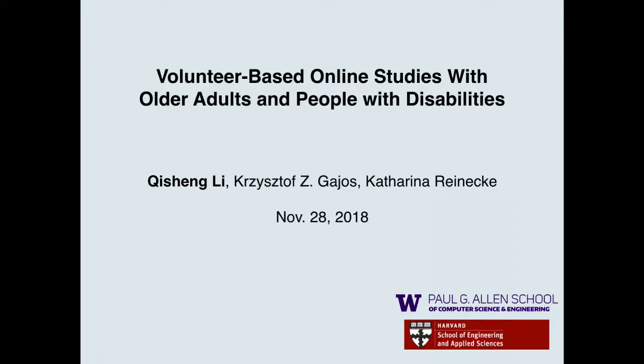Hi, everyone. My name is Qi Sheng. I'm a second-year PhD student here at CSE. This work is done with my advisor, Katerina Renicki, and Professor Christoph Gaius at Harvard. I'm talking about volunteer-based online studies with older adults and people with disabilities. This work was also published at ASSETS 2018 earlier this year.